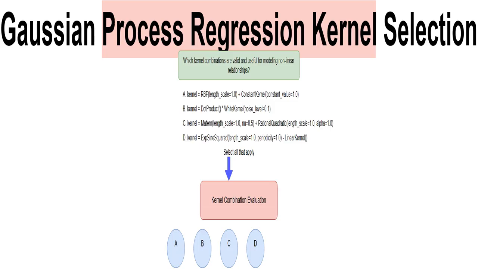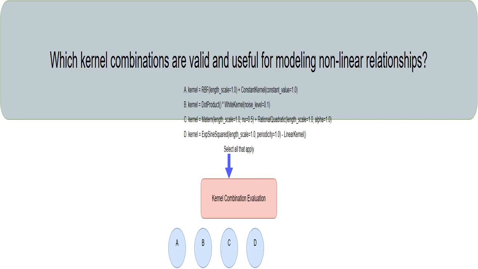This quiz focuses on choosing the right kernel combinations for Gaussian process regression, GPR, in Sklearn. GPR is a powerful tool for modeling relationships in data, and the choice of kernel significantly impacts the model's performance. We'll assess which combinations of kernels are mathematically sound and effective at capturing nonlinear patterns in data.